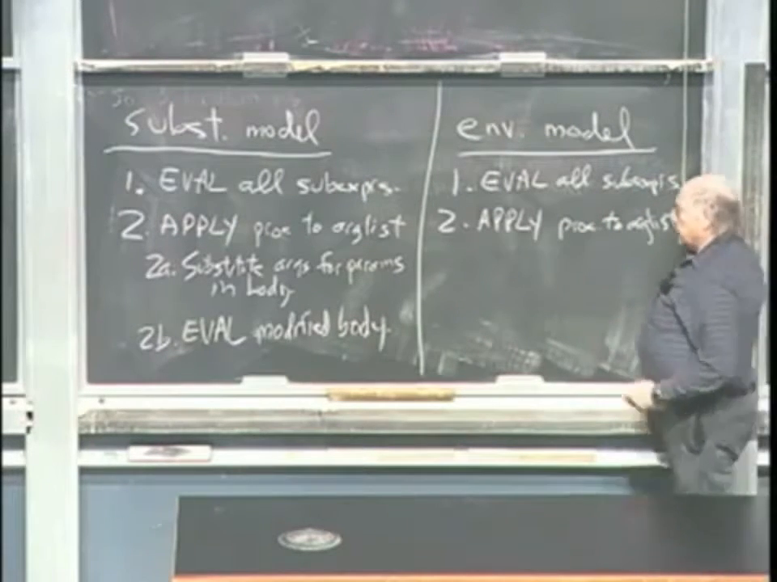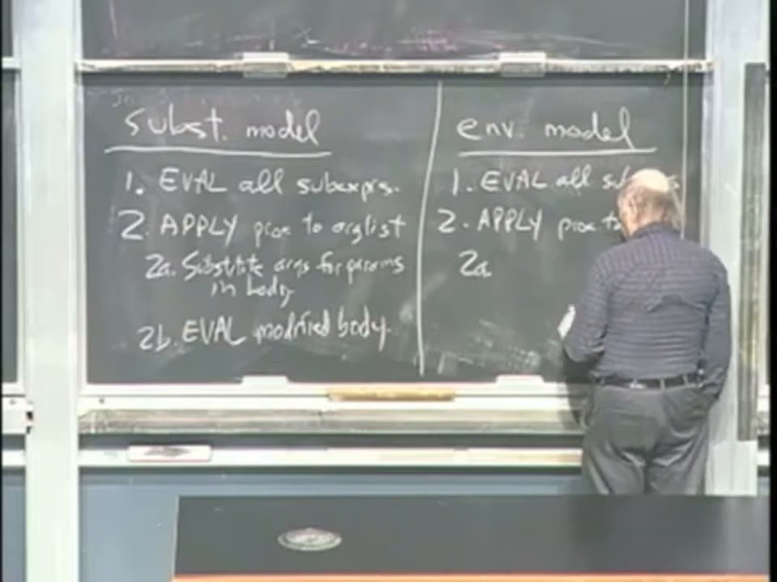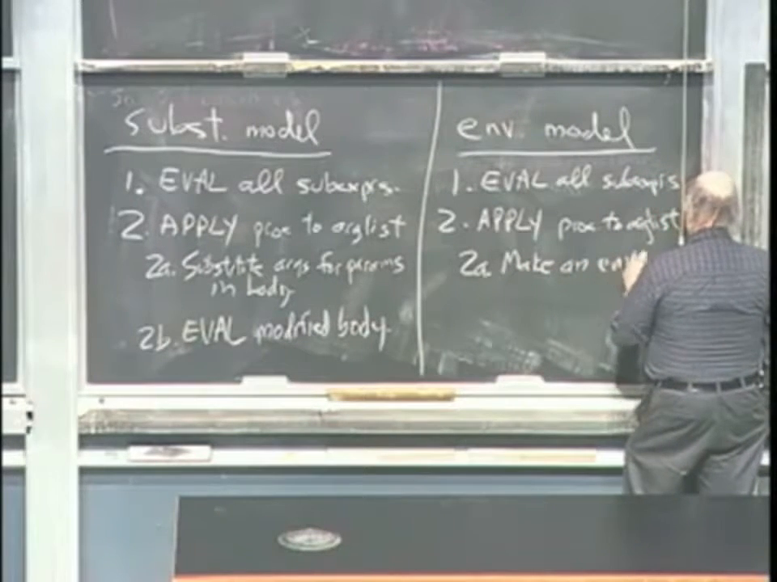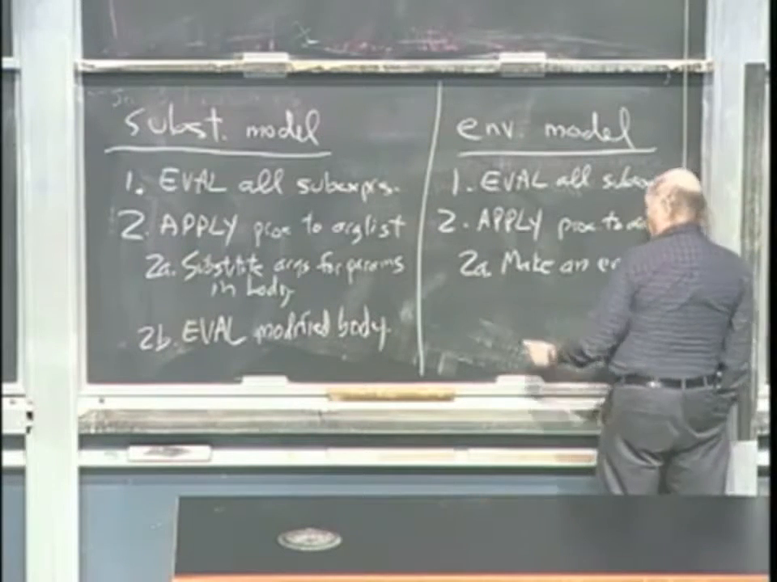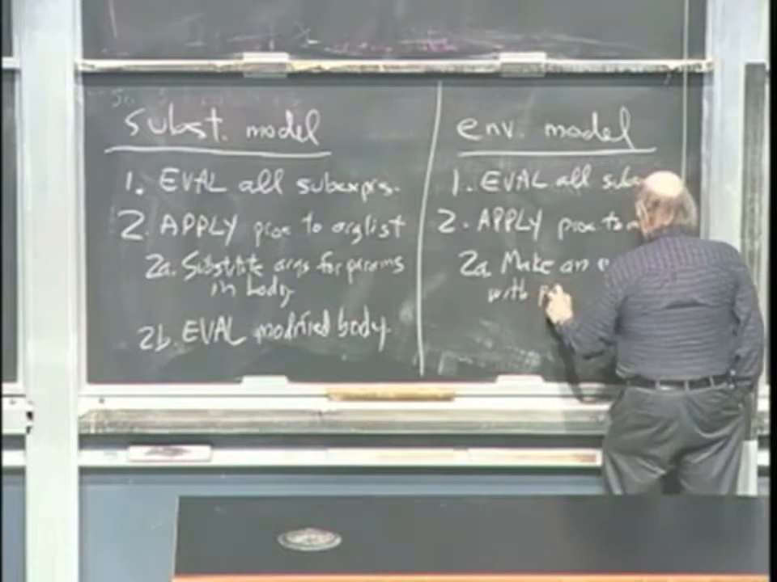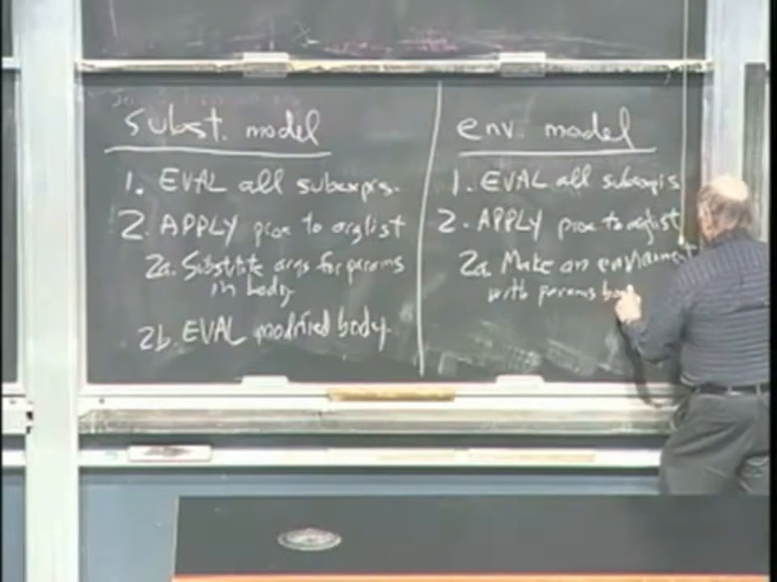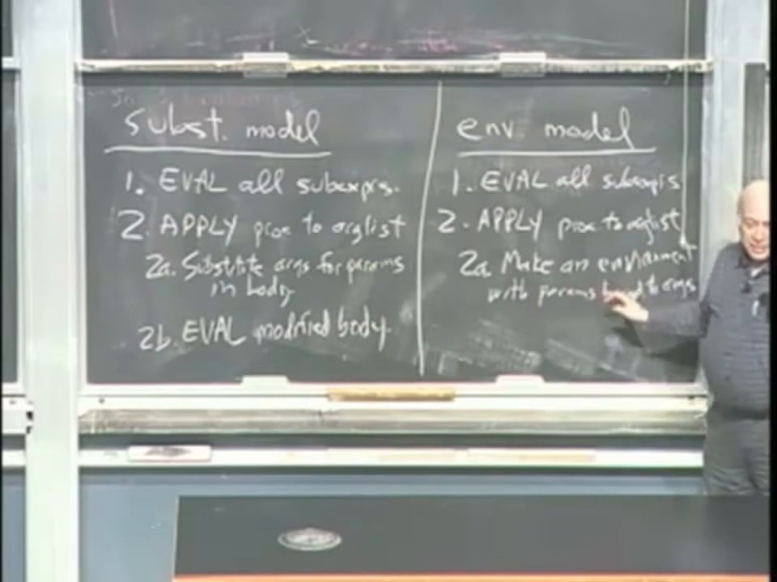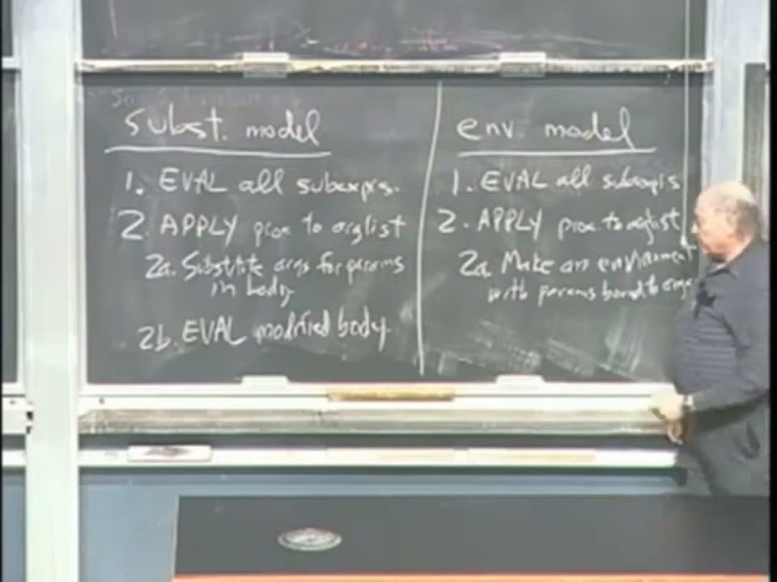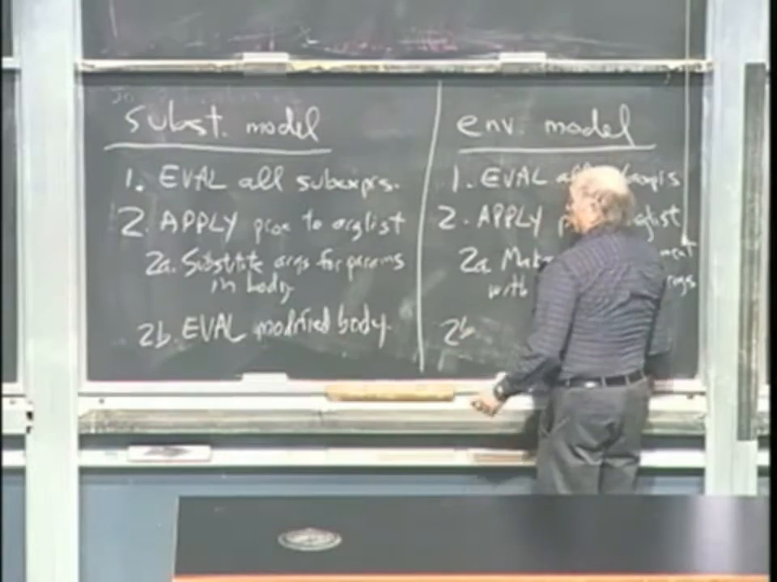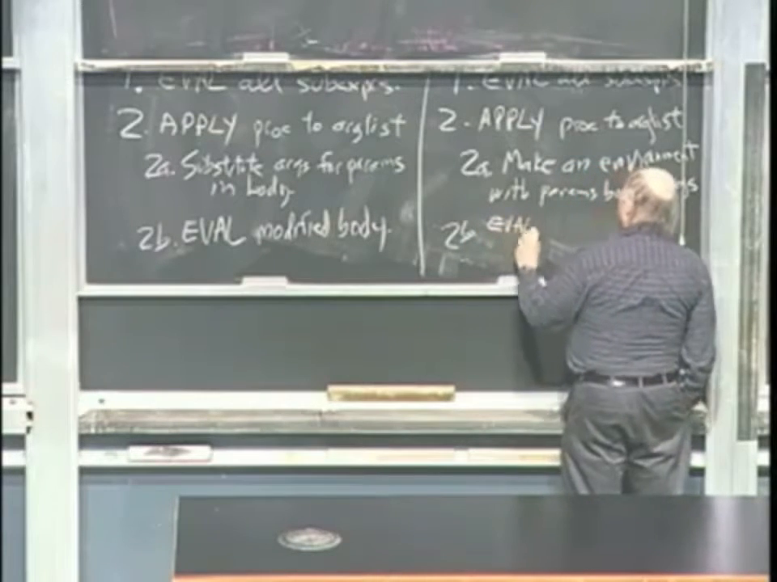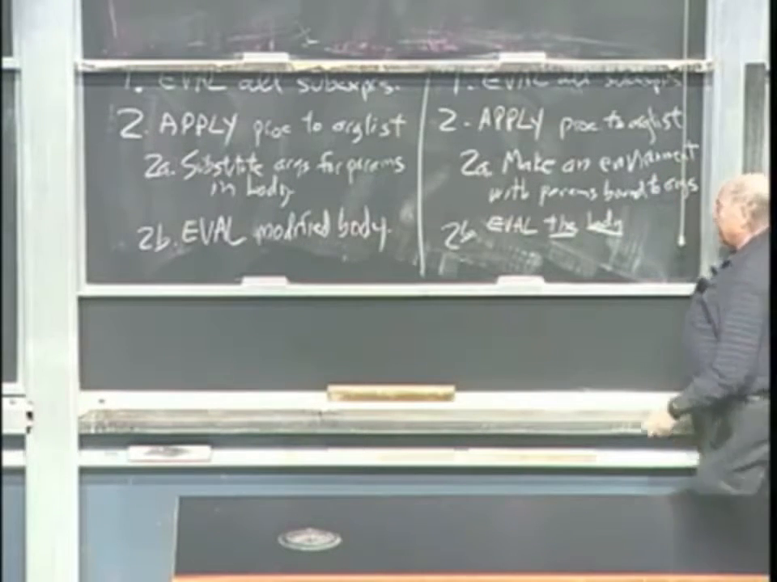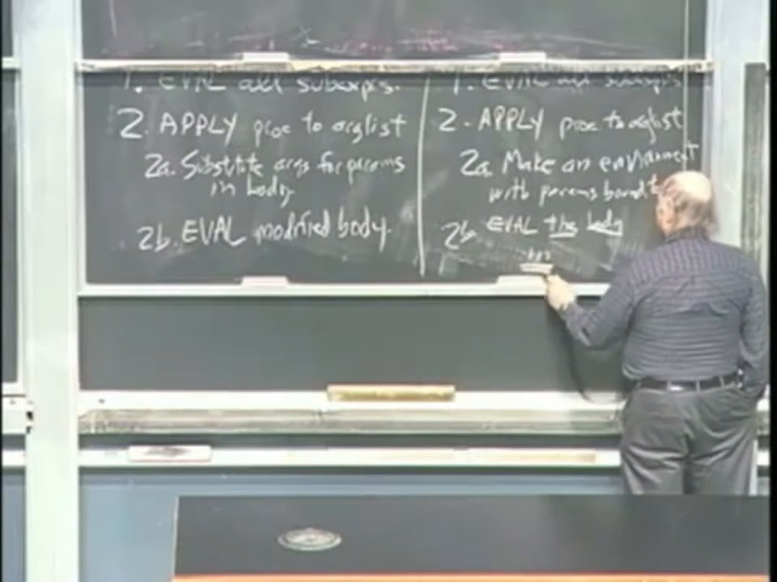Okay, here's the difference. 2a. Make an environment with the parameters bound to the arguments. Bound to means like pointing to, having that value. Okay, so we make this new kind of thing called an environment, and then 2b says eval the body. Not some different version of the body, but just the body in the new environment.